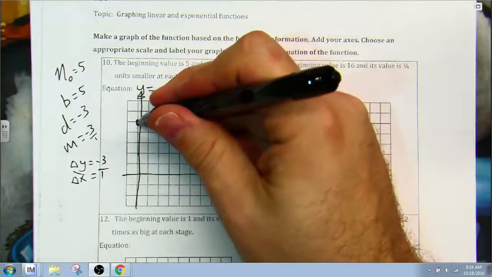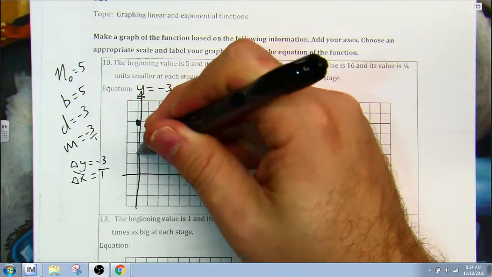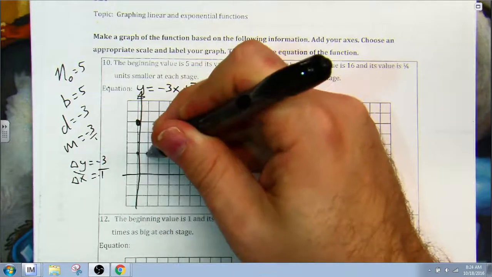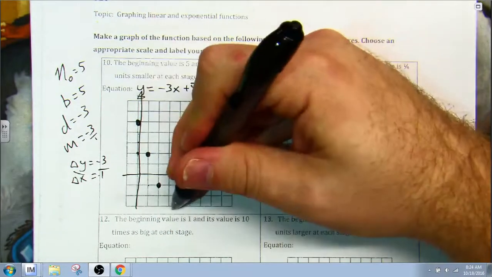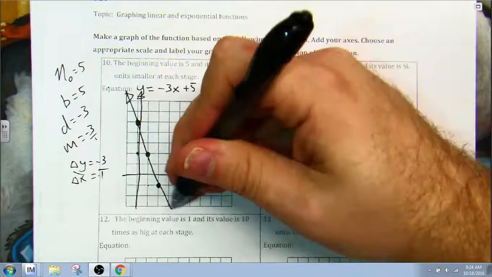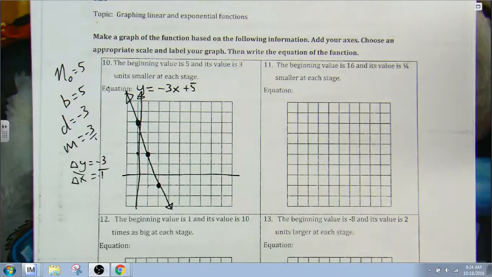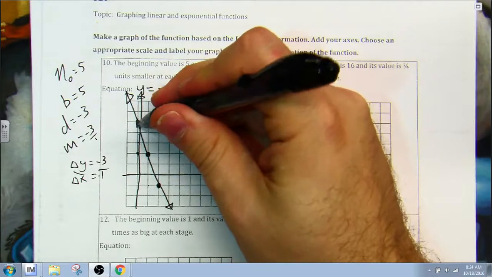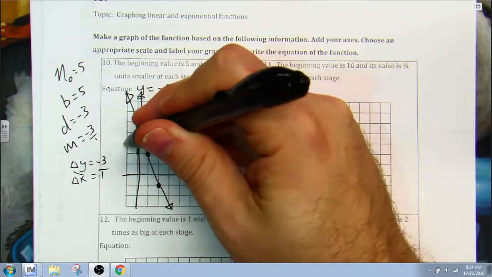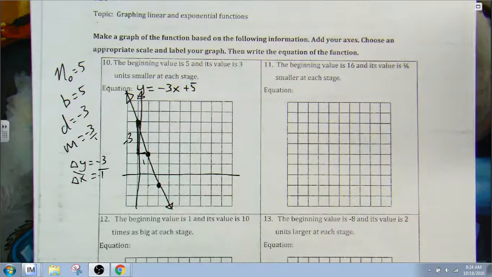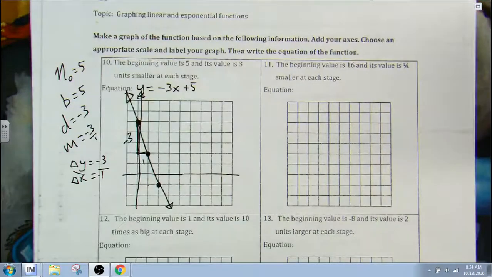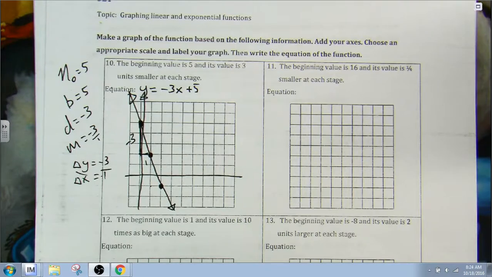So I go down 3, 1, 2, 3, that's my change in y, and then I go over 1. Down 3, over 1, okay? And that becomes my line, just like that. So keep in mind, once I found my b, I went down 3, over 1, to show my slope. That's how I did that. All right, next section, final section. Let's turn the page.